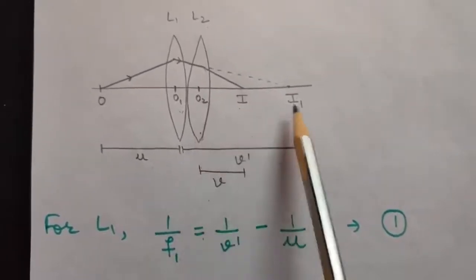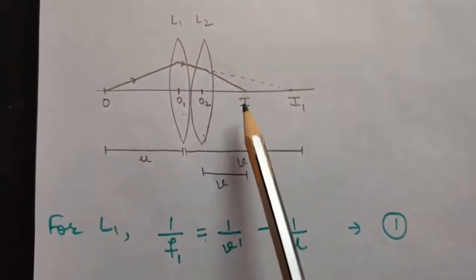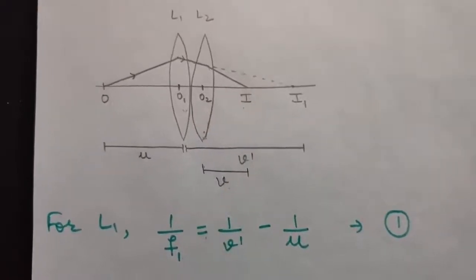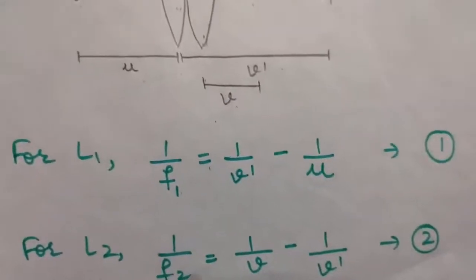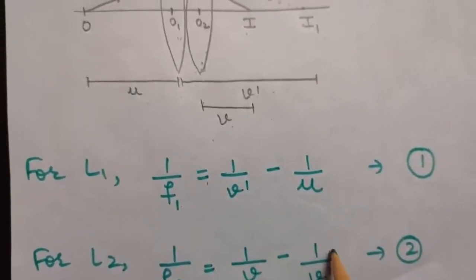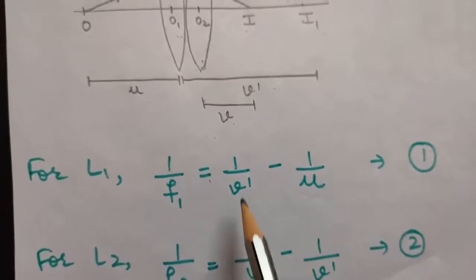Similarly, we will write for L2. Now for L2, this will be the object, that is, U will be V dash and your image, that is V, will be V. So for L2, 1 upon F2 is equal to 1 upon V minus 1 upon V dash because this is the U and this is V. Okay, I hope it is clear.